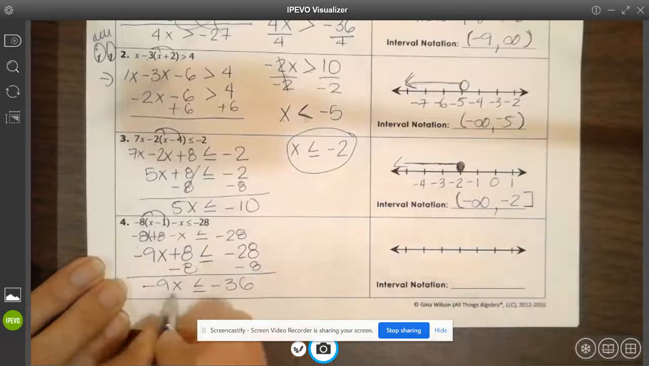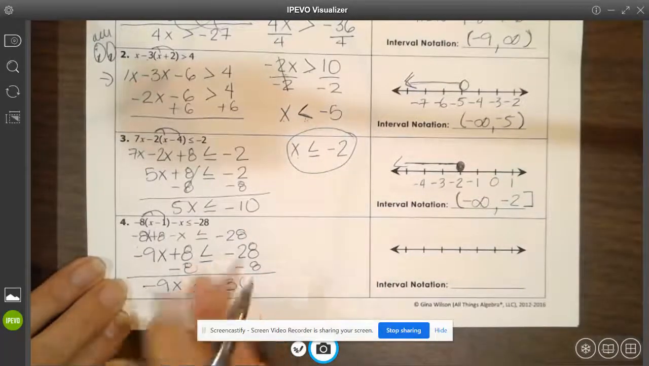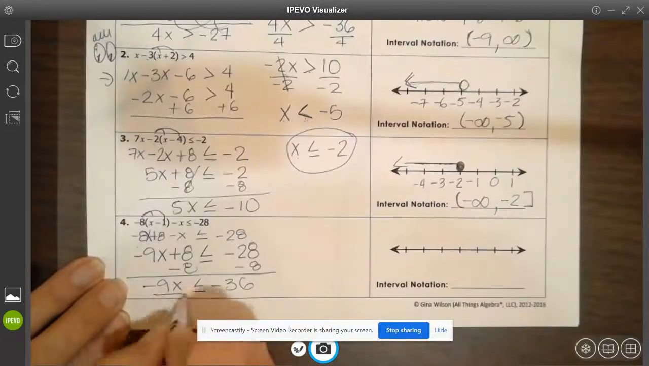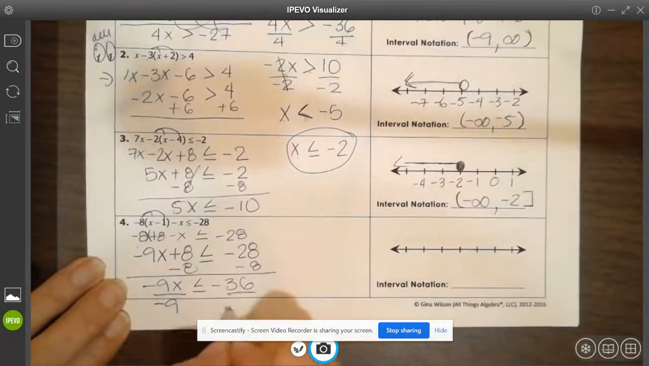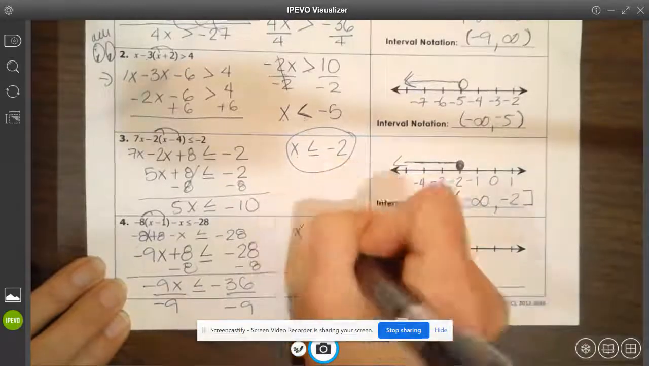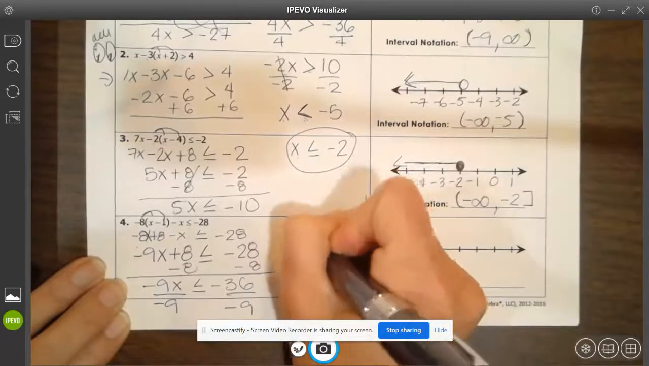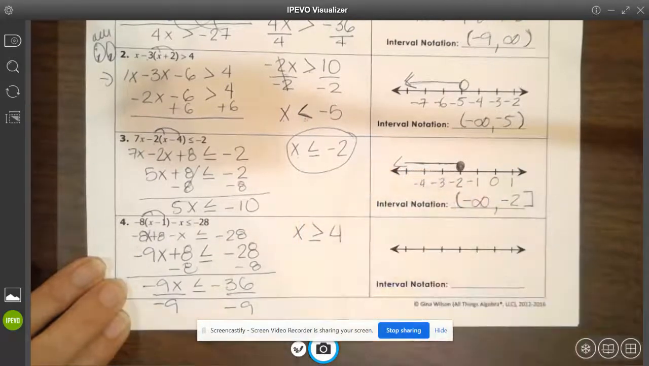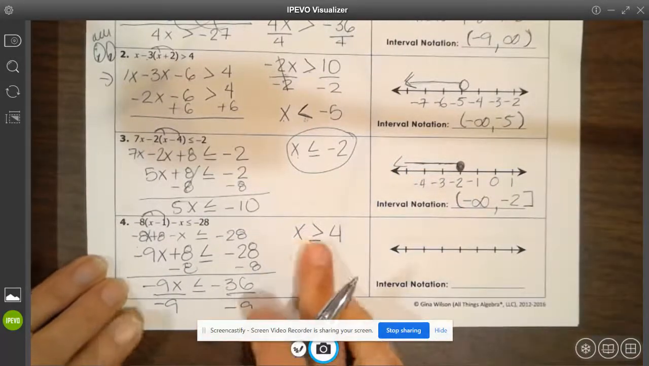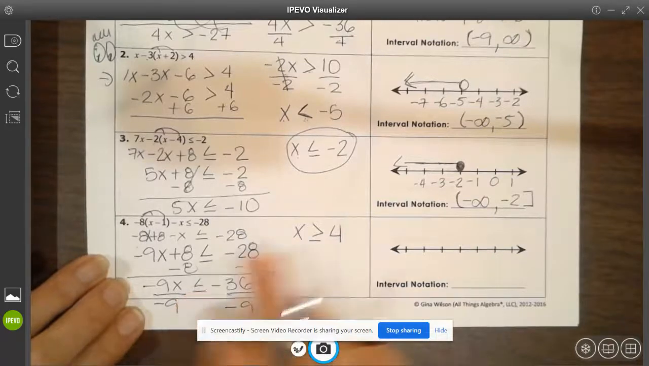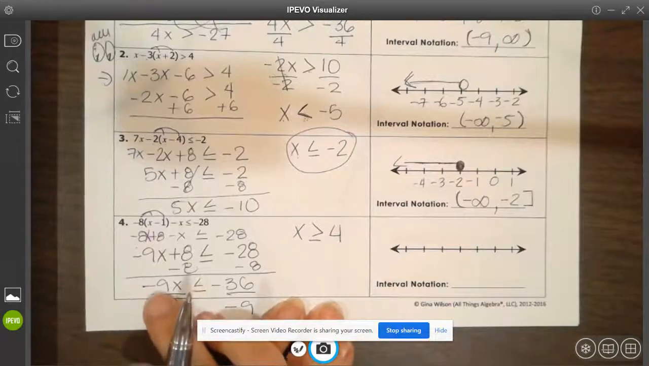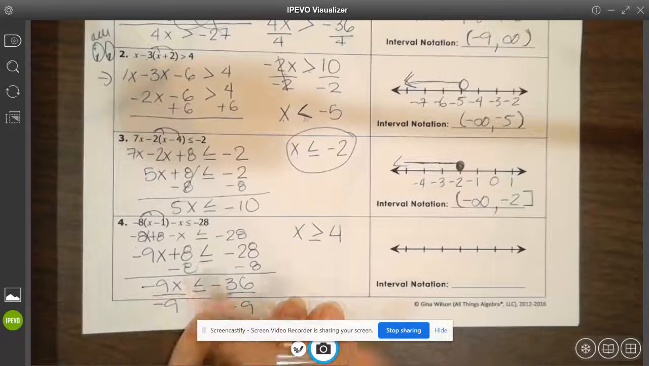And then guess what? I'm dividing by a negative 9. So this symbol is going to switch to the opposite one. So let's divide by negative 9. And then I have x greater than or equal to positive 4. Okay? Notice that it switched. Before it was less than or equal to, now it's greater than or equal to. The only reason why is because I'm dividing by a negative number. That's the only time that it happens.